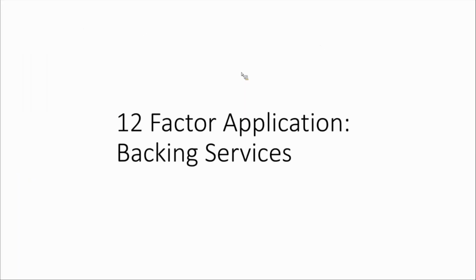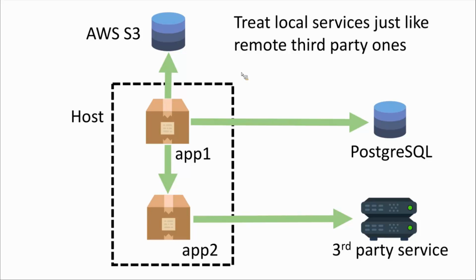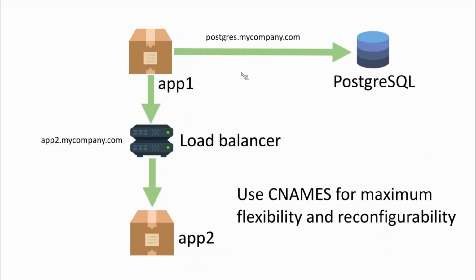All applications have backing services as well. So that would be like a database or a cache. And our best practice here is to treat local services just like remote third-party ones. So don't connect directly to it, but address it like you would to any other kind of third-party resource. So use a CNAME, which gets you flexibility and reconfigurability. So I pass in the CNAME for my database, and even if it happens to be a local database, I treat it just like I would a remote database.